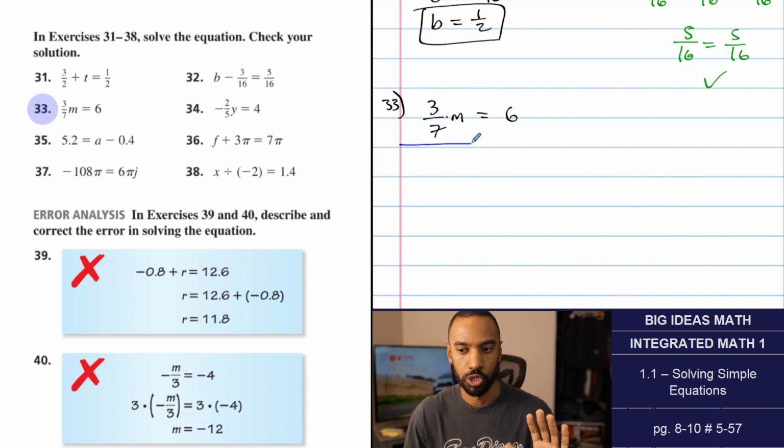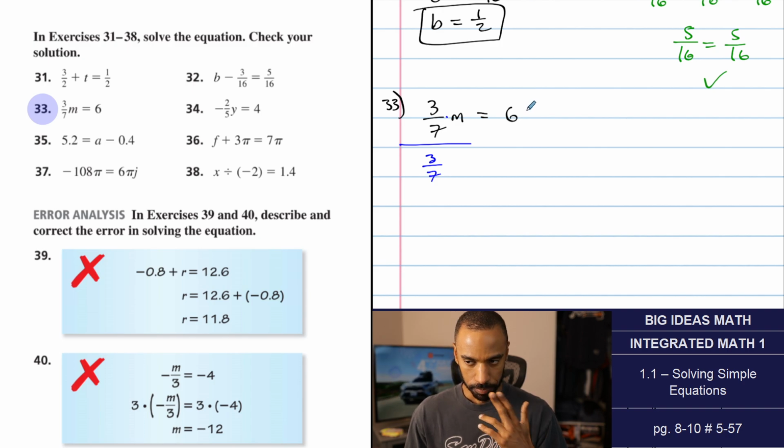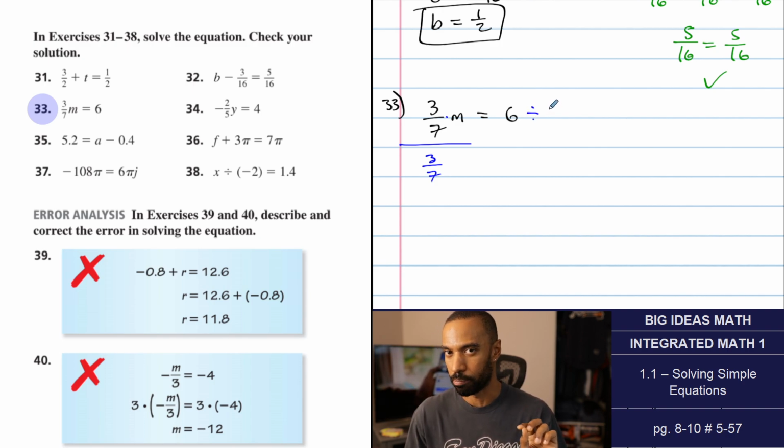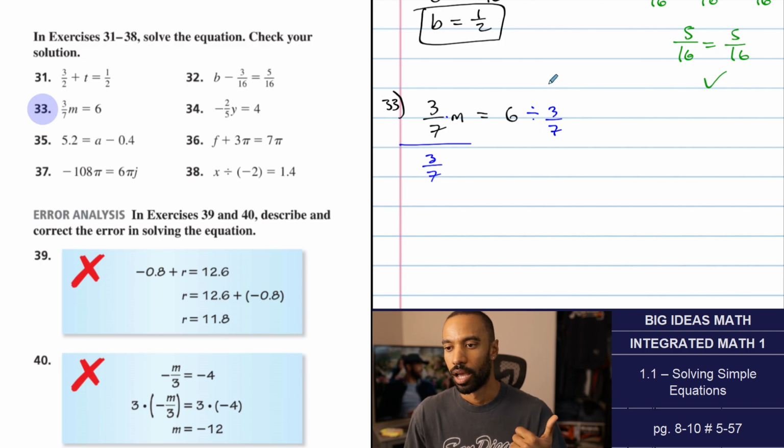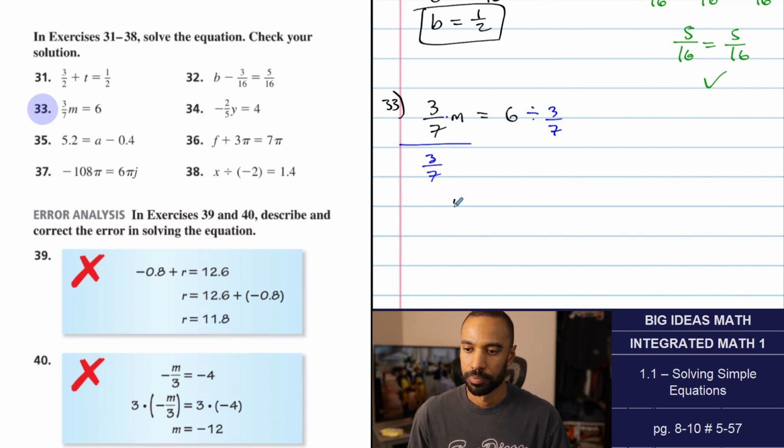Now, it looks weird enough to write a fraction over 3/7 like this. So how do I divide by a fraction? I did fraction stuff earlier. You saw I went left to right. This is one of the only instances where I actually prefer to write the division symbol and go left to right, and that is with fractions. How come? Because dividing by a number is the same as multiplying by the number's reciprocal. 6 divided by 3/7 is the same as 6 times 7/3.